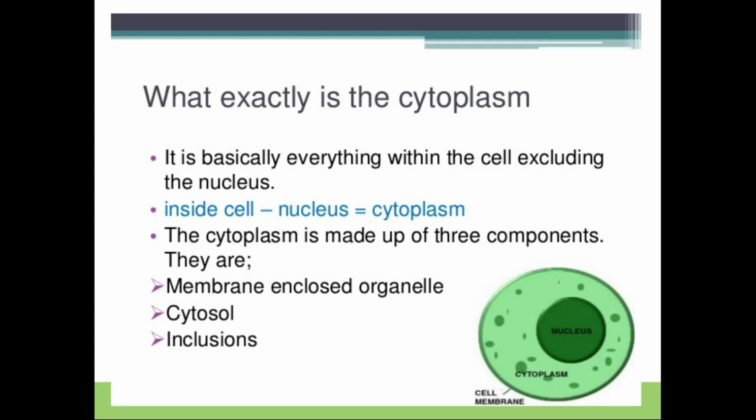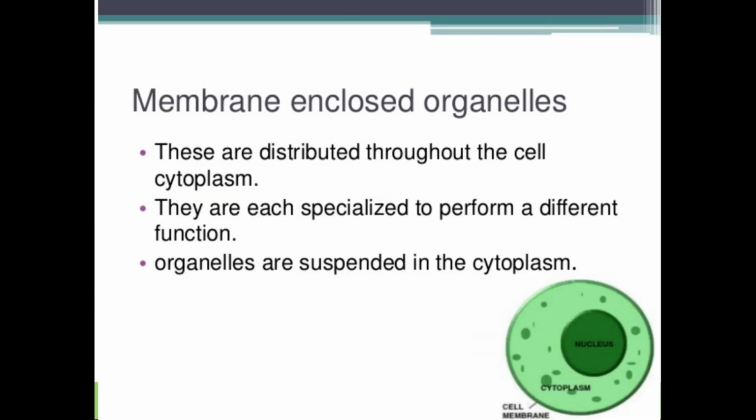And this cytoplasm is made up of three components. The components are membrane-enclosed organelles, cytosol and inclusions. We'll see what membrane-enclosed organelles are. The membrane-enclosed organelles are distributed throughout the cell cytoplasm. They are each specialized to perform a different function. Organelles are suspended in the cytoplasm. In the next classes we are going to discuss different organelles and their functions.